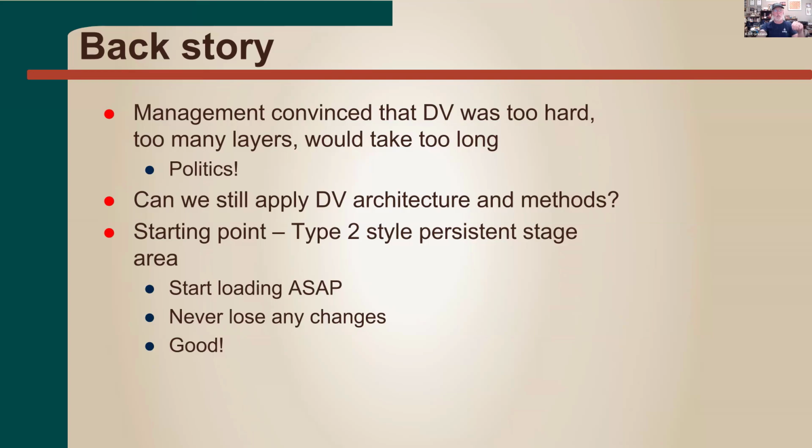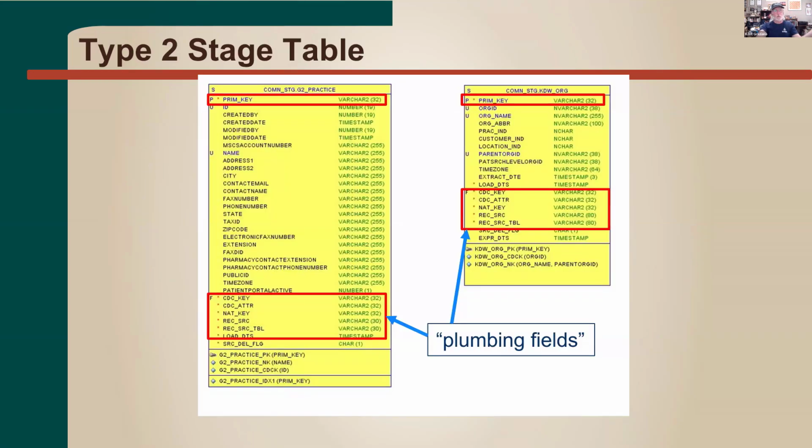So just like the project I just showed you before, we started with a type 2 persistent staging area so that we could start loading right away because they wanted to see results right away. And since they originally said, we're just going to do star schemas, no enterprise data warehouse, that's going to be too hard, too many layers, it's going to take too long, we said, okay, well, let's start with this type 2 staging area. Very similar to what you saw on the prior screens.